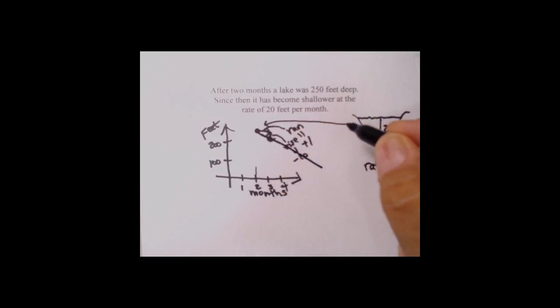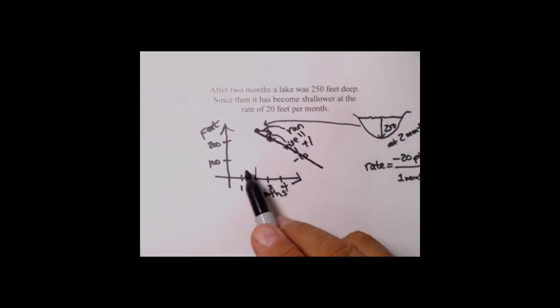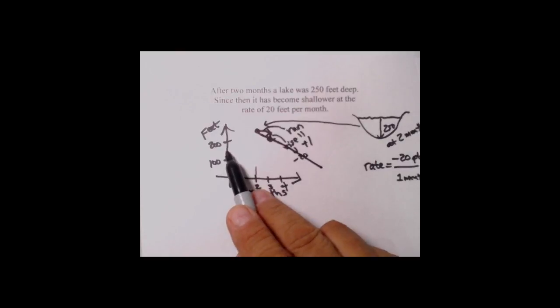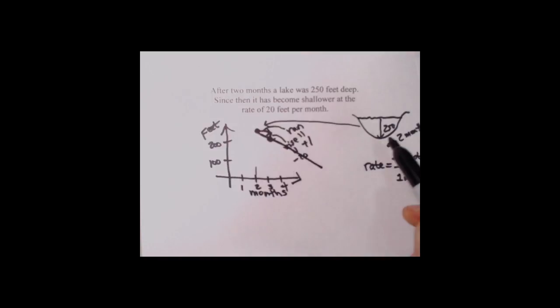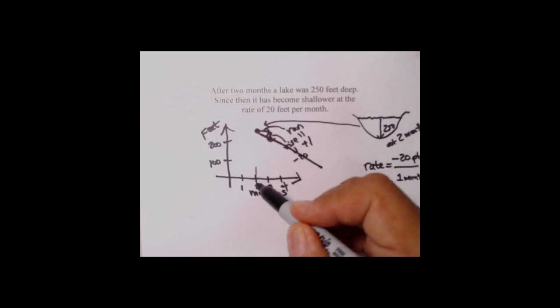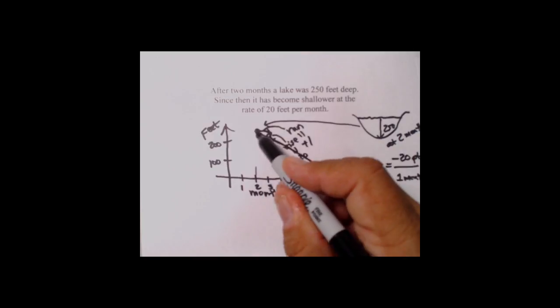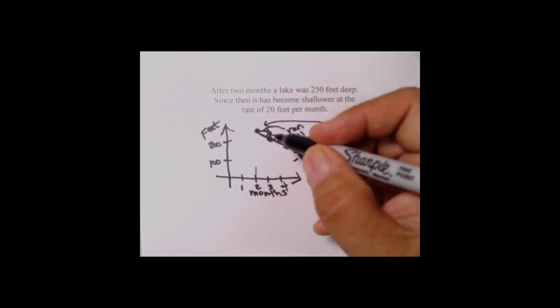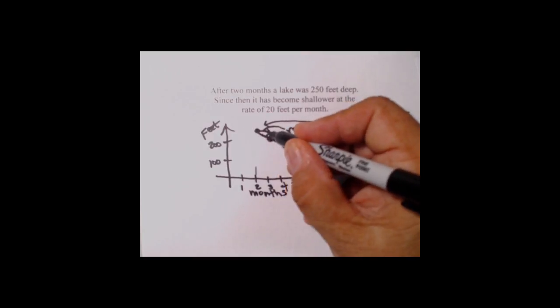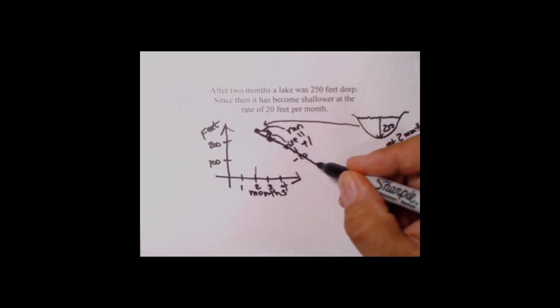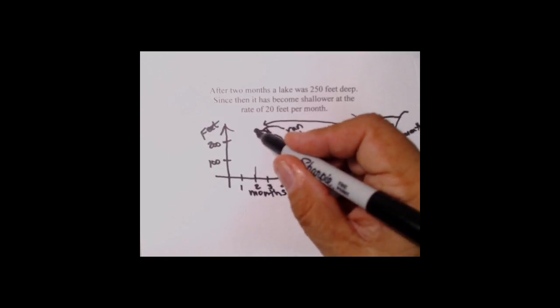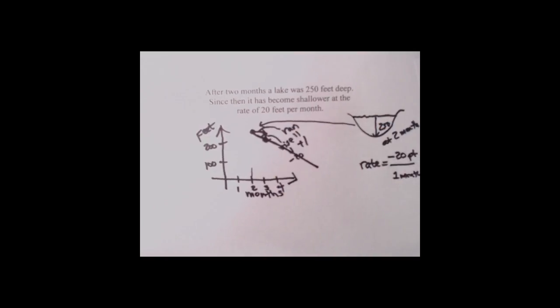Here it goes. So we didn't start over here on the y-axis. We didn't have a y-intercept because we knew it was 250 feet deep at 2 months. So 2 months, 250 feet, here's our starting point. But then we stepped off our horizontal run and then our rise, which was down 20, and drew the line, and there we are, but it started from the one point we knew.